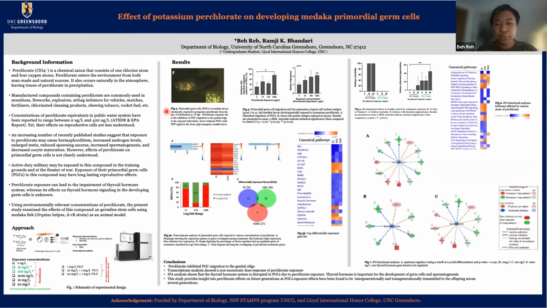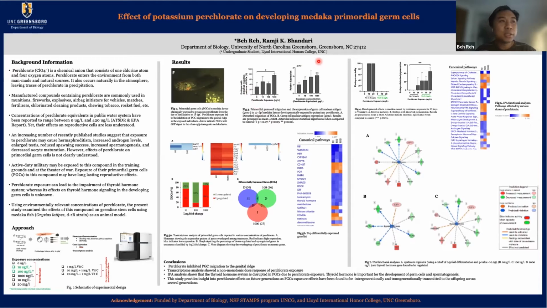Figure 2 here shows the abnormal change in primordial germ cell migration from perchlorate exposure. This is a significant increase when comparing the 1,000 microgram per liter to the control, with p-value less than 0.05 as shown in figure 3. And that's the abstract right there.